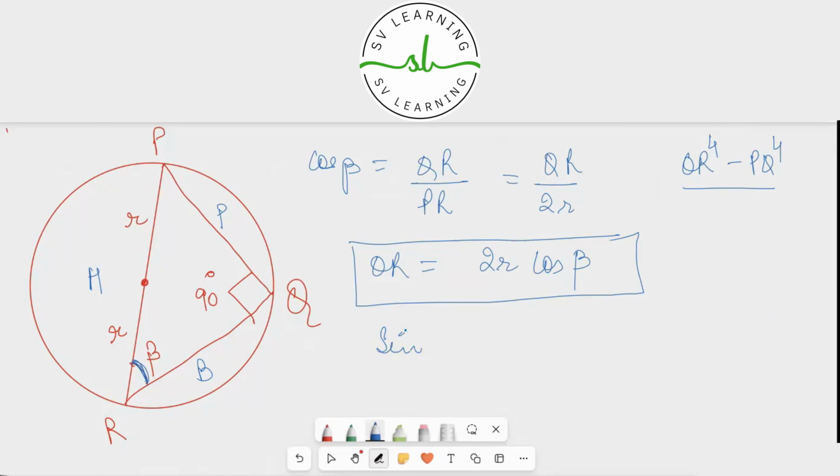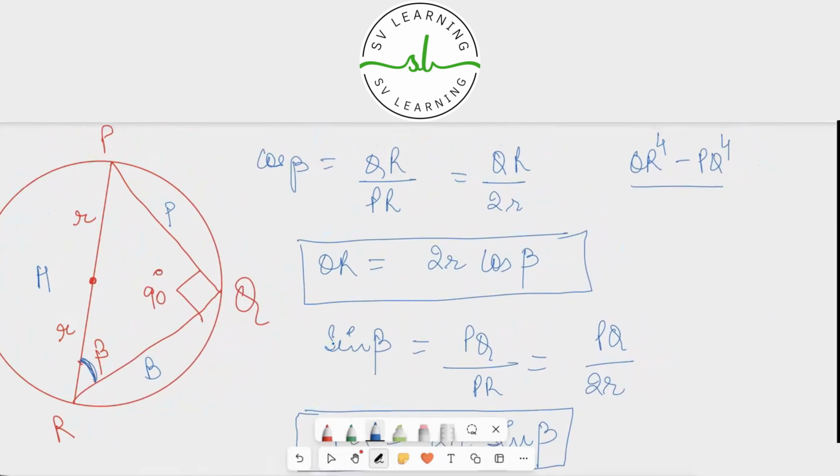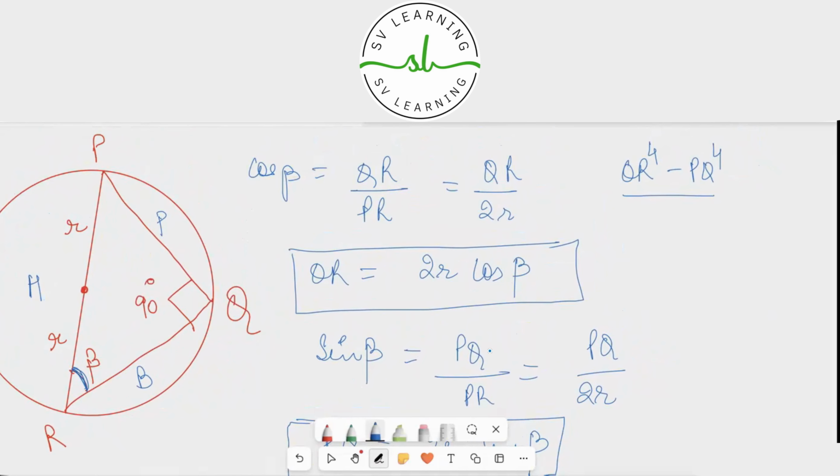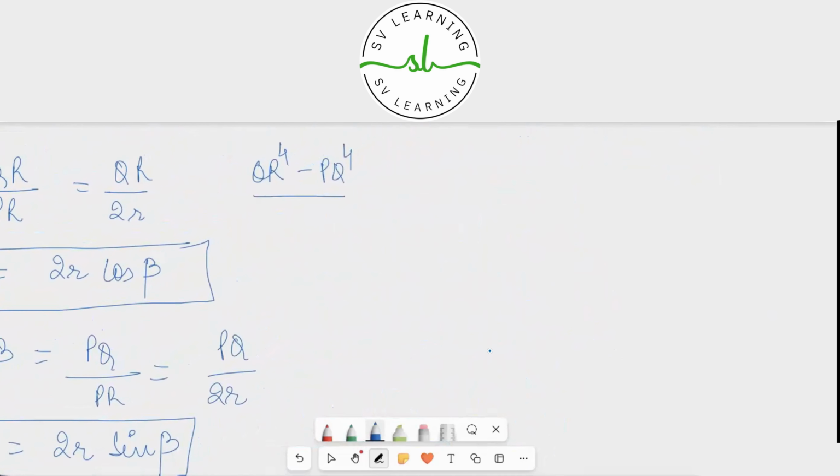Similarly, if I apply sine beta in the same triangle, I'll get perpendicular by hypotenuse, which is PQ by PR. PR is again 2R. So can I not say that PQ is equal to 2R sine beta? So far we did well. We identified both QR and PQ. Now the matter is just about simplifying this to the best.